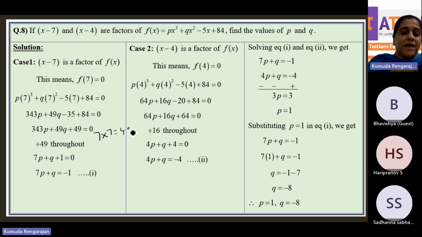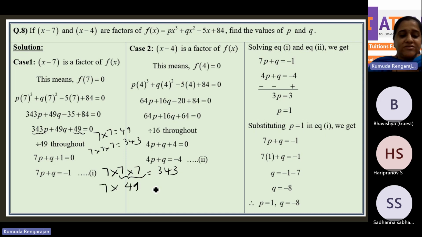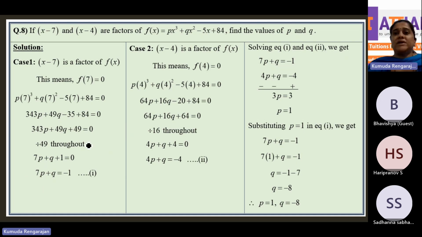7 into 7 is 49, and 7 into 7 into 7 is 343. So when you see the numbers 49 and 343, 7 into 7 into 7 is 343. That means 49 into 7 is 343. So 49 is a common factor. So you divide by 49 throughout to make the equation simpler.